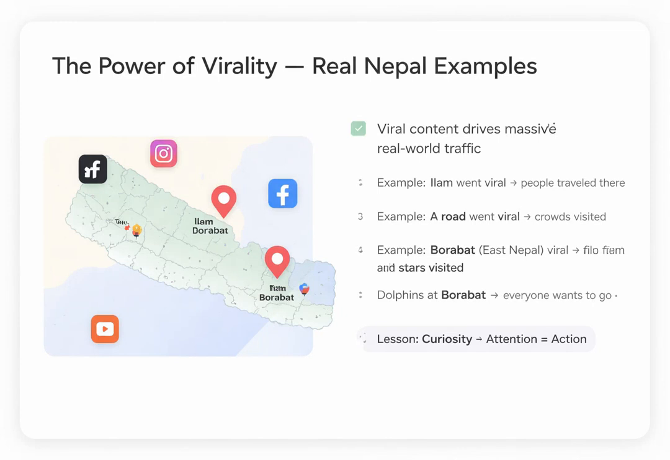The instructor gives some fantastic real-world examples from Nepal to illustrate the power of virality. When Elam went viral on social media, people actually traveled there, spending money, visiting, exploring. A road went viral once, and crowds showed up just to see it. And right now, a place called Borabat in eastern Nepal is massively viral. Nepali film industry personalities have been visiting, and now everyone wants to go see the dolphins there. The lesson here is profound. When something captures people's curiosity online, it drives real-world action. People spend money, travel distances, and change their plans, all because of digital content. That is the power you are harnessing when you do brand awareness marketing well.